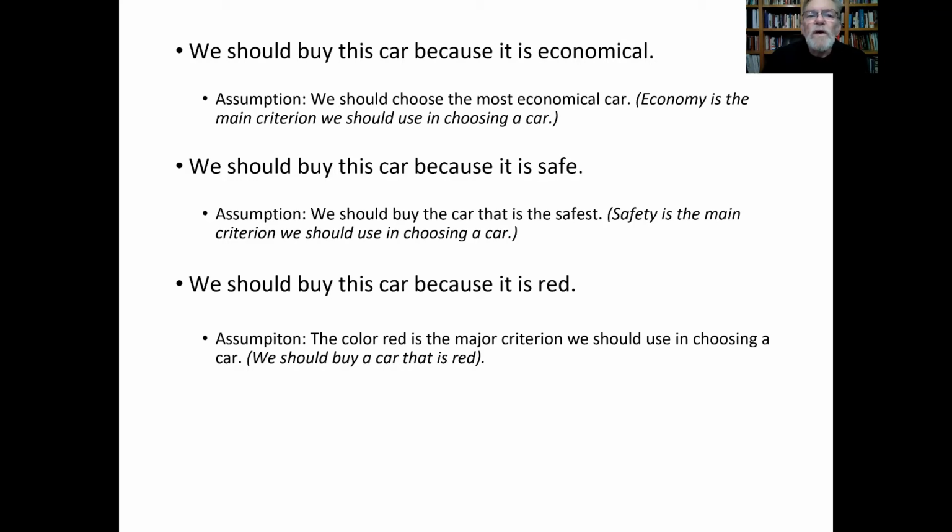For example, we could argue for number one that some other car is cheaper. So we're not disagreeing with the assumption that we should buy a cheap car, but we're disagreeing with the claim that this car is in fact the cheapest. Also, we could disagree with the underlying assumption that we should buy the cheapest car, when maybe we don't think that economy is the main thing. Maybe handling or speed or style is the most important criterion.